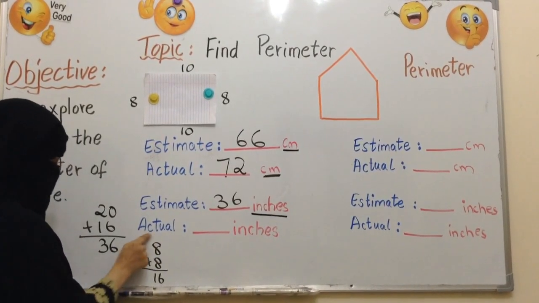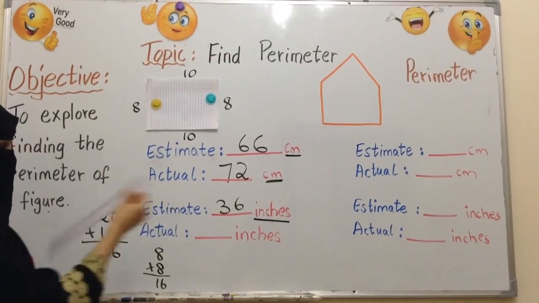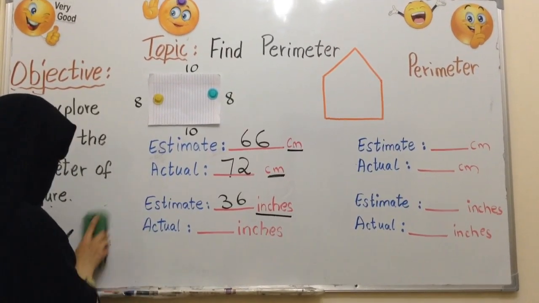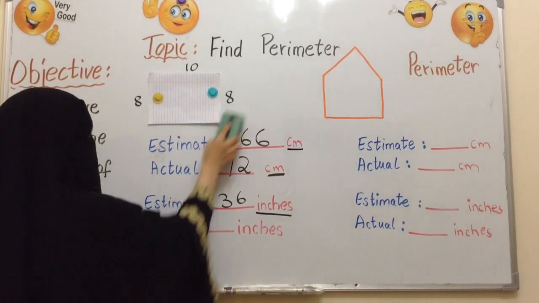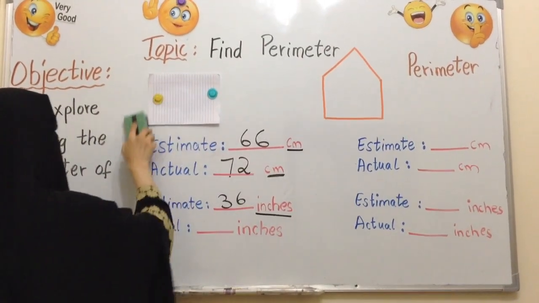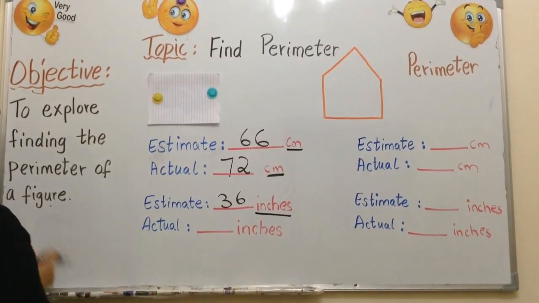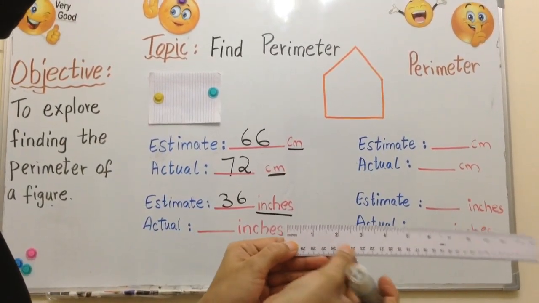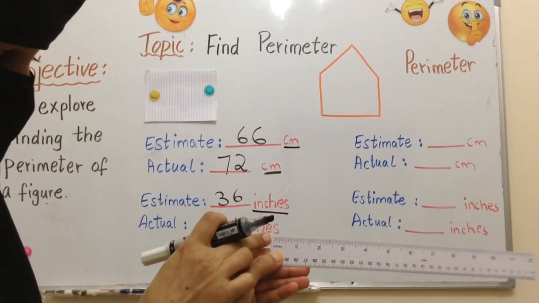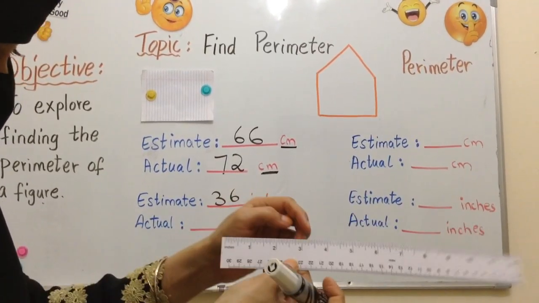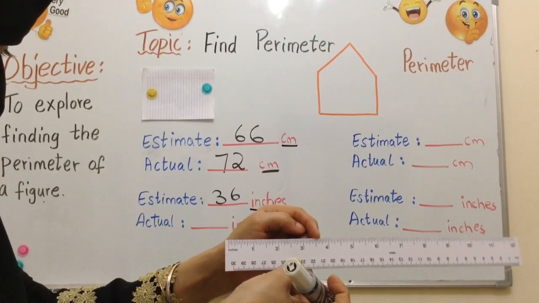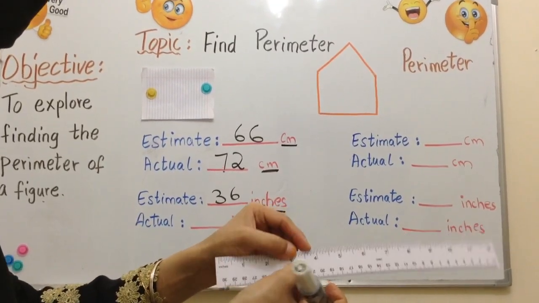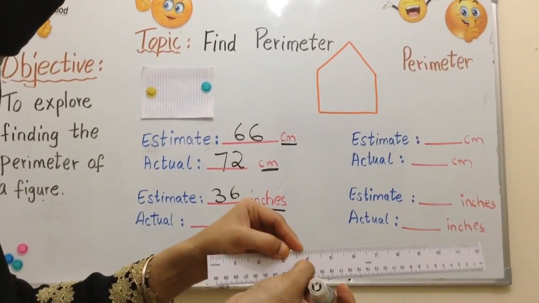Now again we need to find the actual. What about the actual means? We have to use the ruler. Now for the actual, let us measure it using the ruler and see what are we going to get. That means this one is the inches. This is the inches. I am going to start from the first line and take the nearest. If it is near here, I will take the number 3. If it is near to 4, you take the number 4.